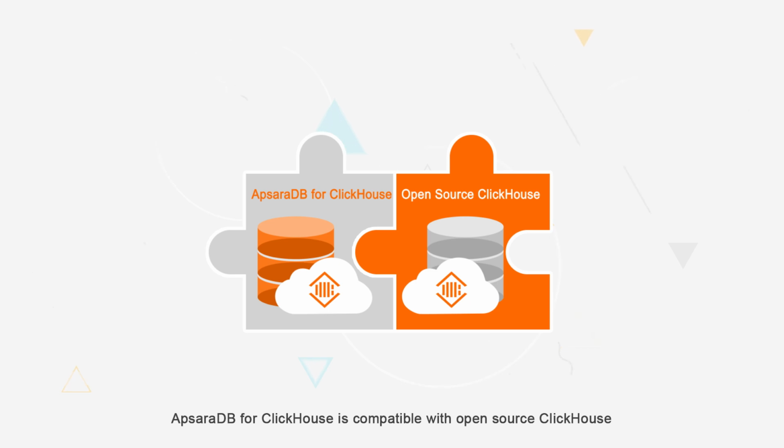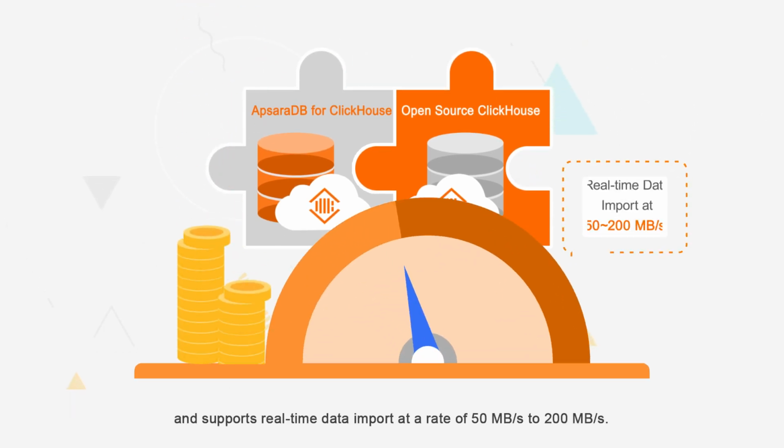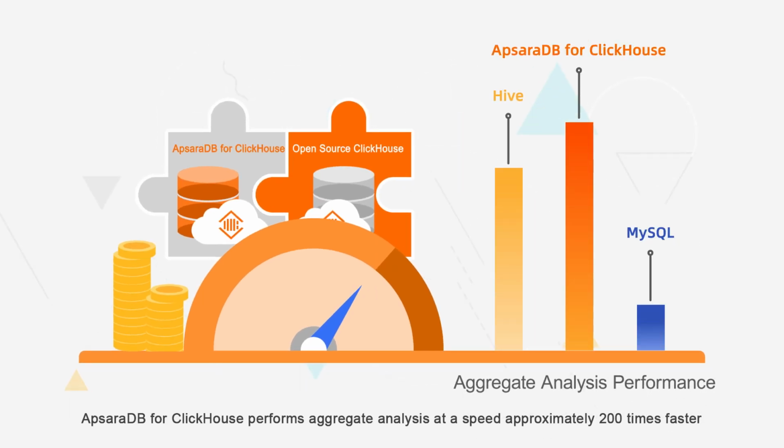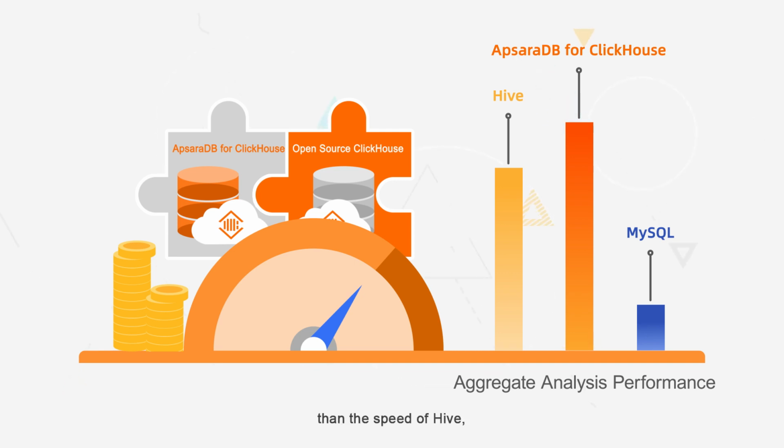ApsaraDB for ClickHouse is compatible with open-source ClickHouse, and supports real-time data import at a rate of 50 megabytes per second to 200 megabytes per second. ApsaraDB for ClickHouse performs aggregate analysis at a speed approximately 200 times faster than the speed of Hive, and approximately 800 times faster than the speed of MySQL. It can be used to analyze hundreds of millions of data records, and perform data mining in real time to maximize the value of data.